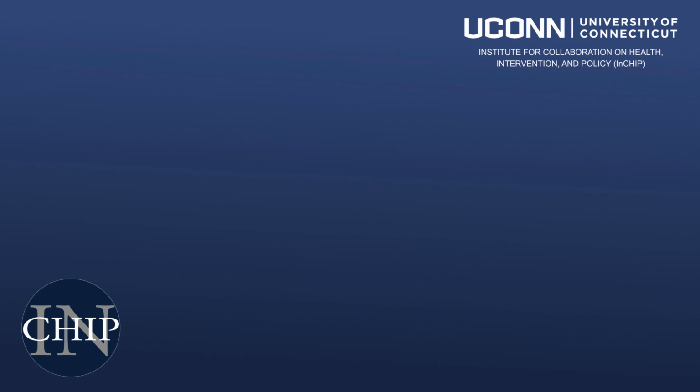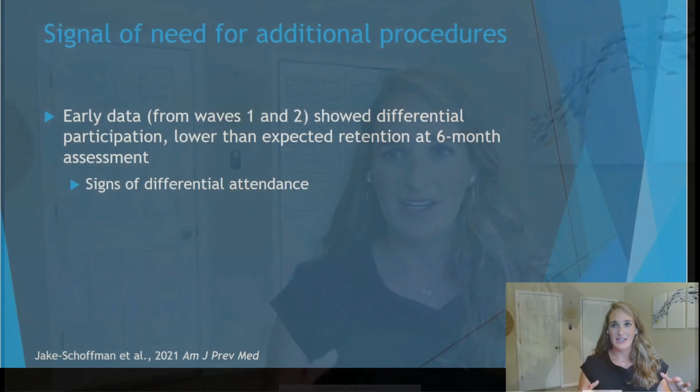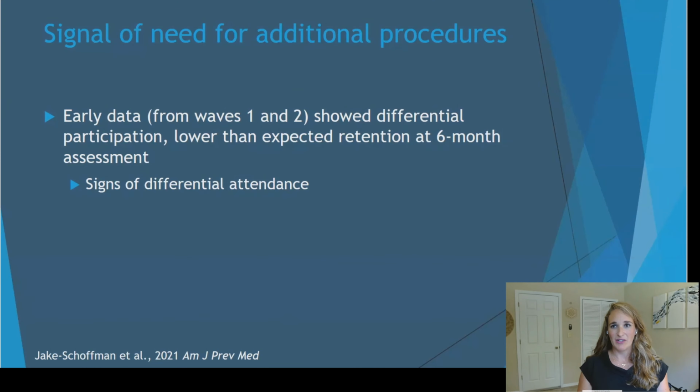So in this particular trial, data from waves 1 and 2 showed that there was some differential participation, and the retention at 6 months was a little lower than expected. There was also a 12-month assessment. At this point, this was just really early data that was coming in, and we thought, this isn't exactly how we were hoping this was going to go. What can we do to course correct at this point?